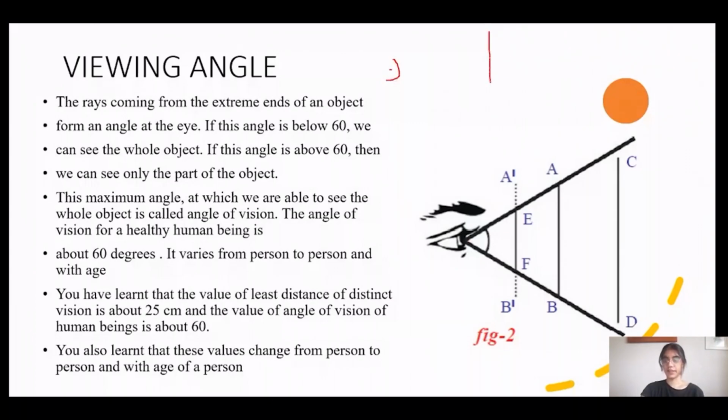This is your eye. Let's say this is an object AD, with rays coming from the extreme ends here and here. This will form an angle of 60 degrees at the eye. If this object is any closer, let's say AD is here now, it will form a smaller angle. Anyway, AD will be visible to us because the rays from the extreme ends can go. But let's say that we have another situation.